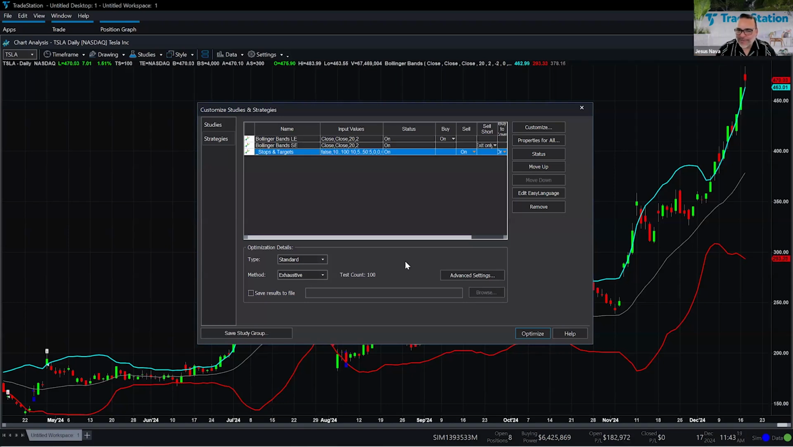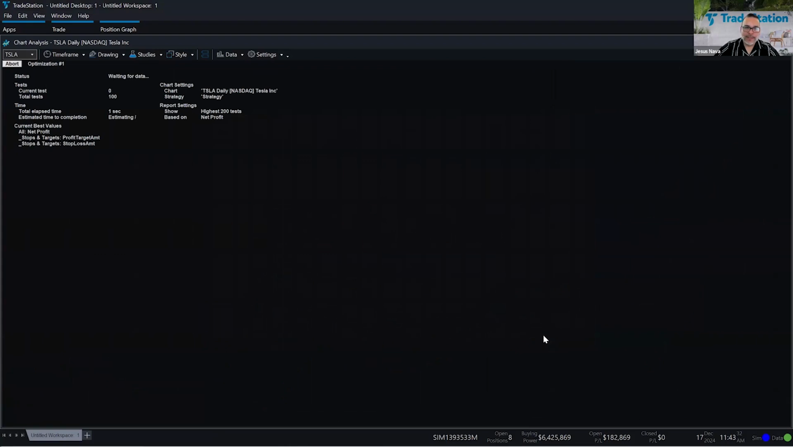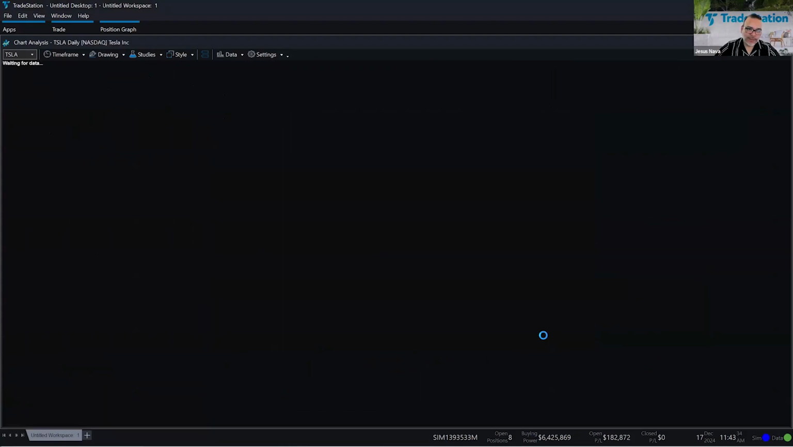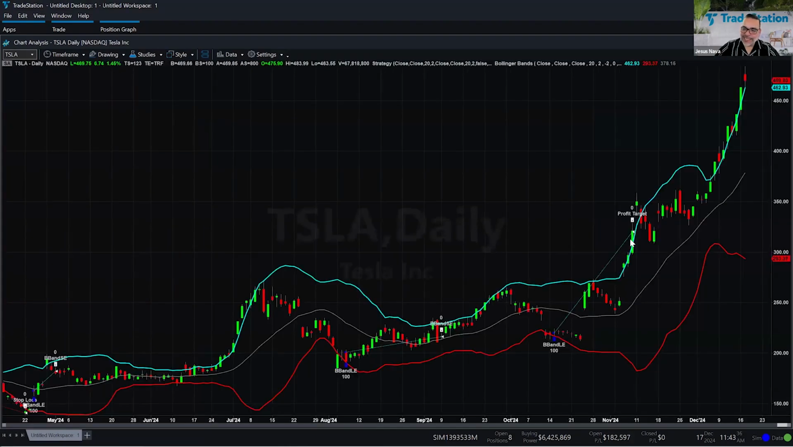It's very, very unlikely. But at least we get an idea of the vicinity of the values that we should be looking at. Let's put it that way. Then we're going to click on optimize. It runs, and it applies the values for me automatically.